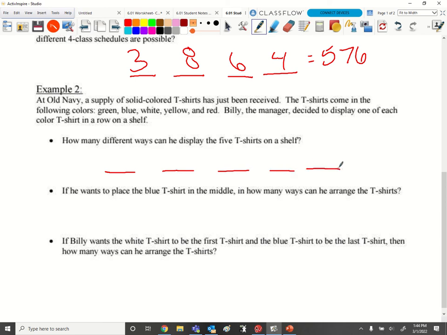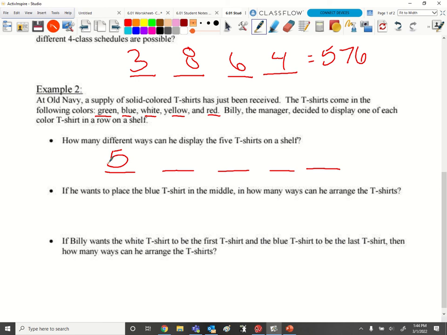How many different possibilities do I have for the first one? Are any shirts on this shelf yet? No. How many different possibilities do I have there? 0. I have 5. I have 5 different color shirts, right? Okay, right here. 1, 2, 3, 4, and 5. 5 different colors. So as I'm putting this in order, I got 5 different colors here.